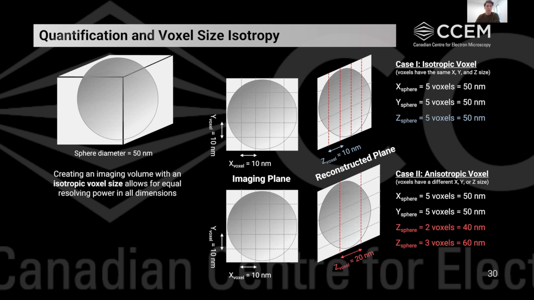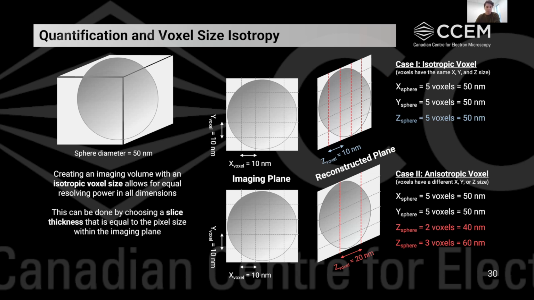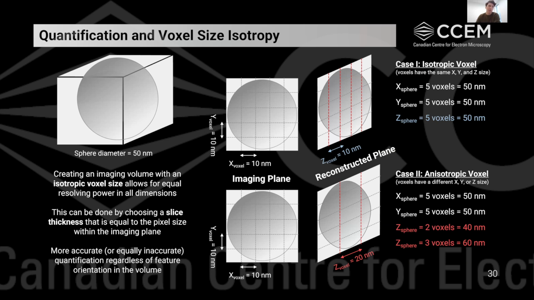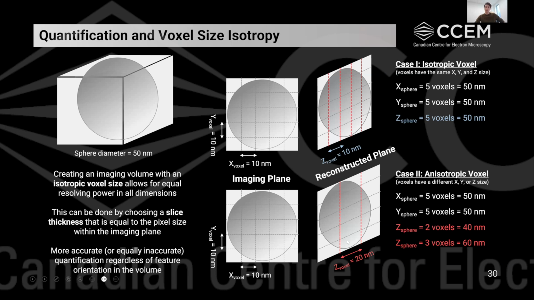So when we use isotropic voxel sizing, we get equal resolving power in all dimensions by choosing a slice thickness that is equal to the pixel size. And that tends to give us more accurate quantification of our features, or at least consistently inaccurate quantifications if we're looking at features that are smaller than this. So we always want to use a slice thickness that is equal to the X and Y dimensions of our pixel to be able to avoid distortion of our features of interest in 3D volume.